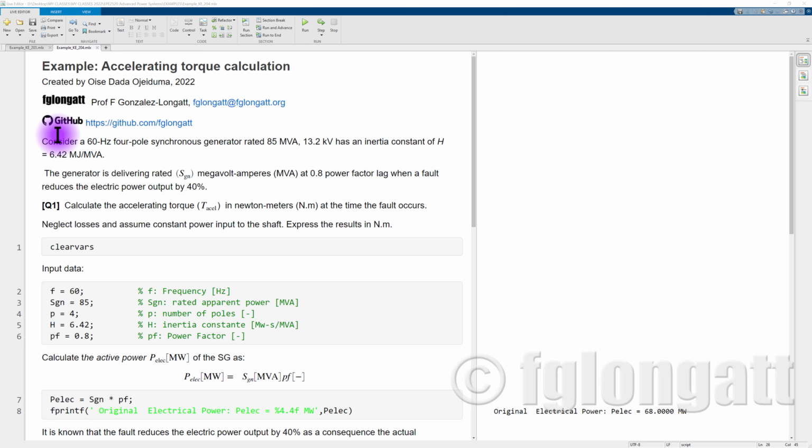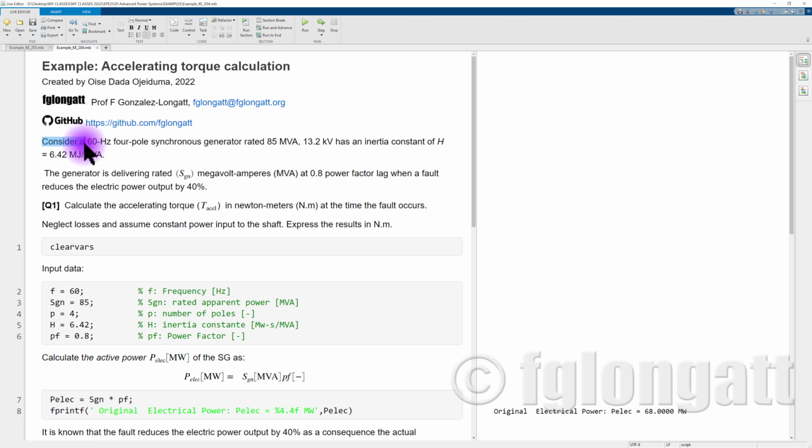I have a practical video with a numerical example where you will learn how to calculate the accelerating torque in a synchronous machine. And without further delay, let me start here.